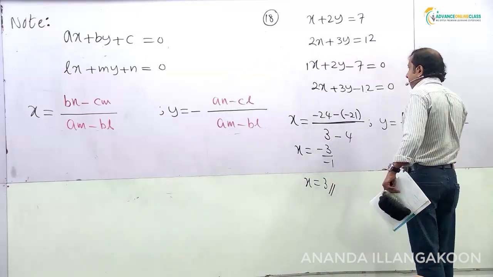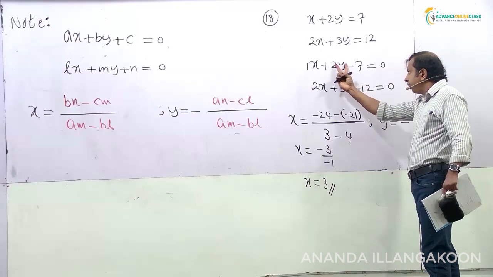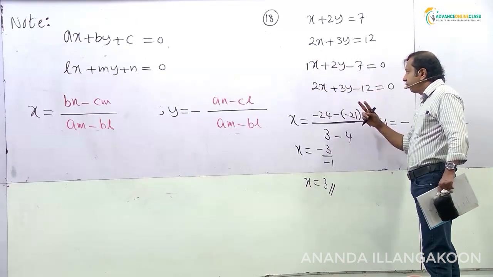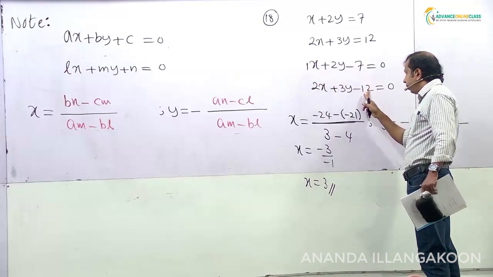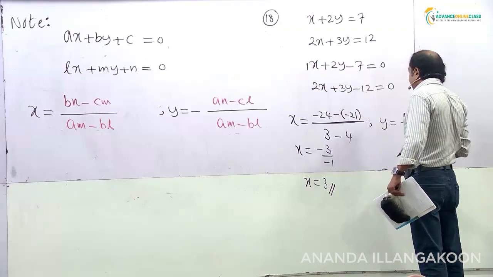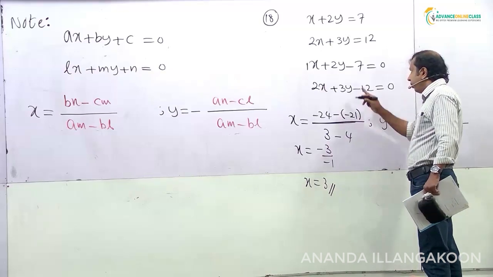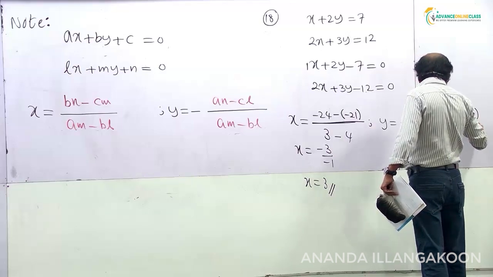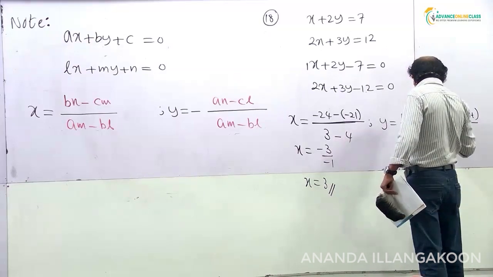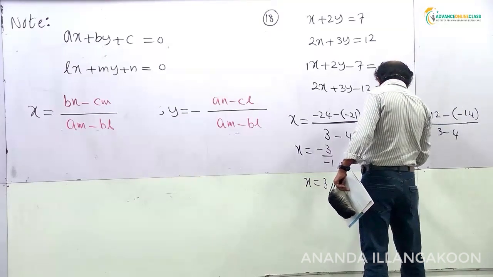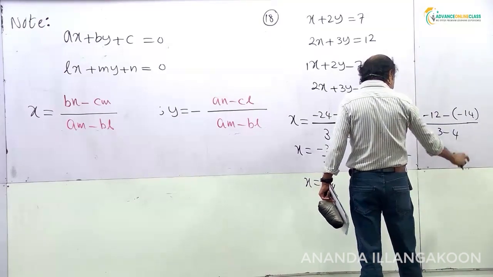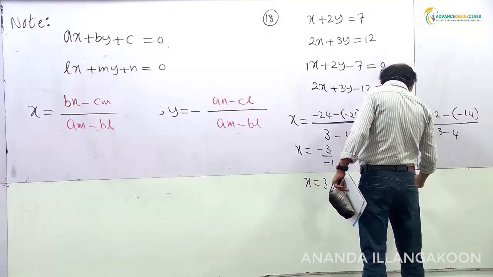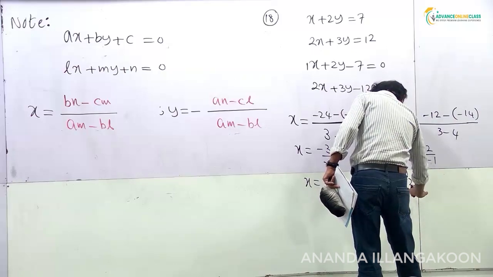Find y. When you find y, the column containing y, we ignore. Identify the rest 4 terms. Multiply the coefficients. 1 into minus 12, minus 12. Put minus sign. Minus 7 into 2, minus 14. Okay. Denominator as before, 3 minus 4. Y equals minus, here 14 minus 12 is 2. 2 divided by minus 1. This is nothing but minus minus plus. y equals 2.